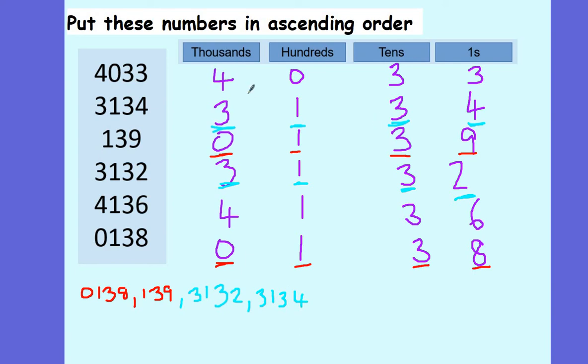Let's compare our final two numbers. They've both got a 4 in the thousands. However, this one's got a 0 in the hundreds, whilst this one's got a 1. So we know that 4,033 is slightly smaller, and then 4,136 is the largest, in ascending order from smallest to biggest.